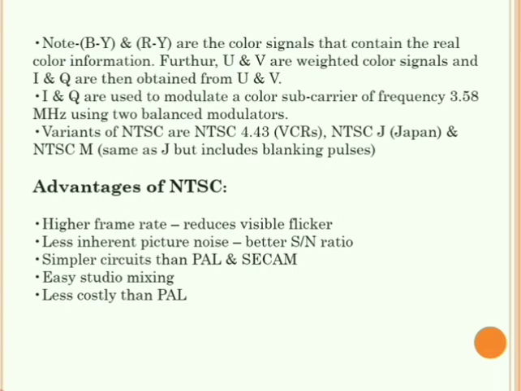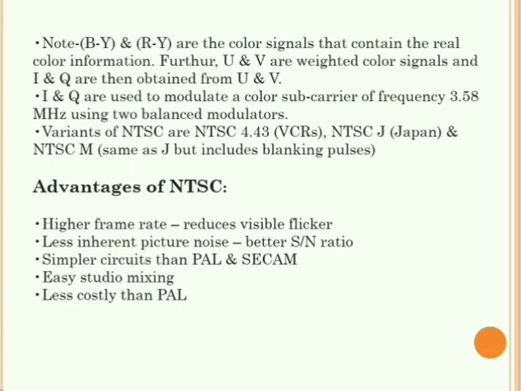Further, U and V are weighted color signals, and I and Q are then obtained from U and V by the above formulas. I and Q are used to modulate a color subcarrier of frequency 3.58 MHz using two balanced modulators. Variants of NTSC are NTSC 4.43, that is VCRs, NTSC-J, that is used in Japan, and NTSC-M, same as J but includes blanking pulses. Now let us see some of the advantages of the NTSC system.